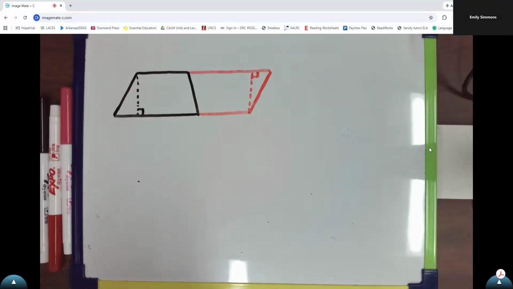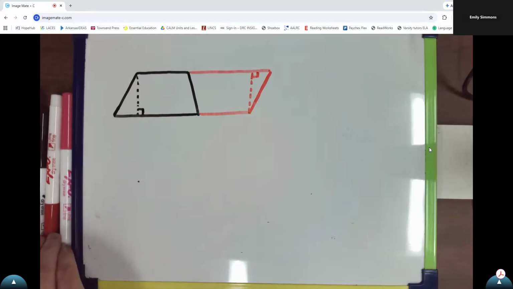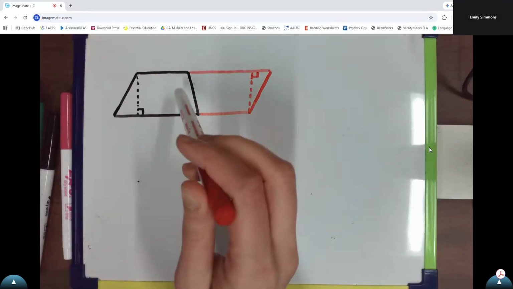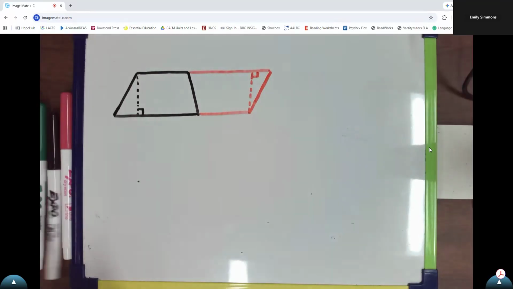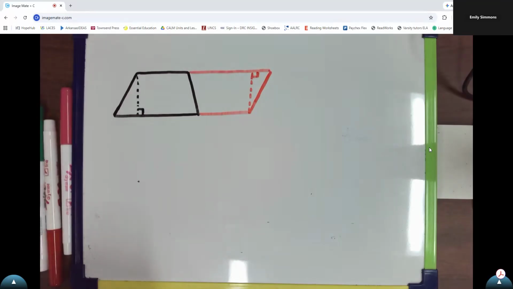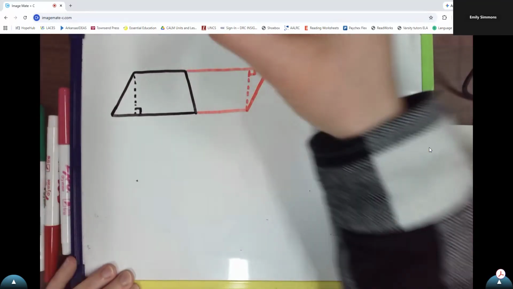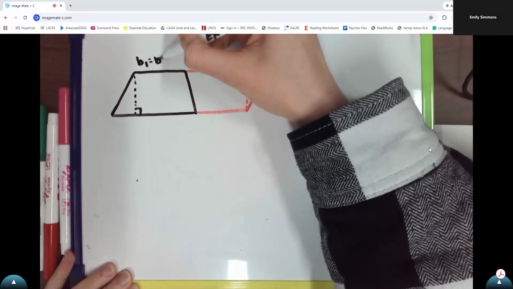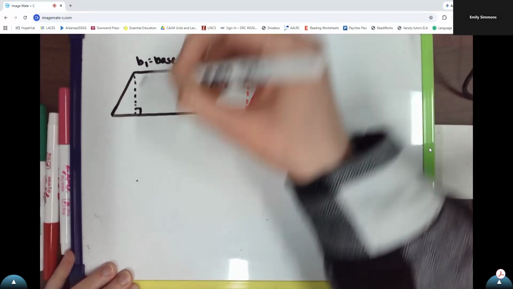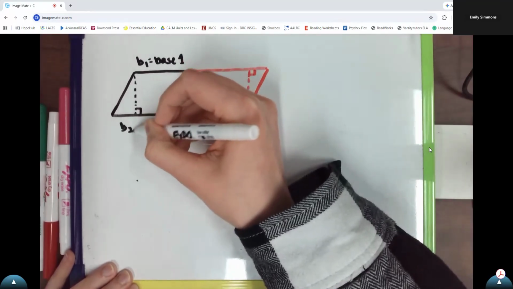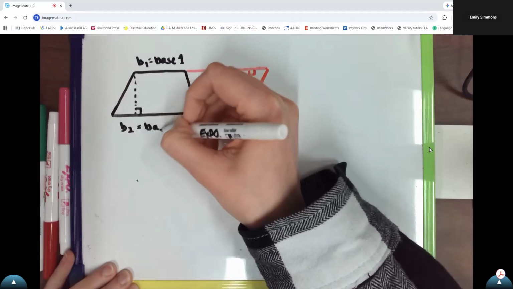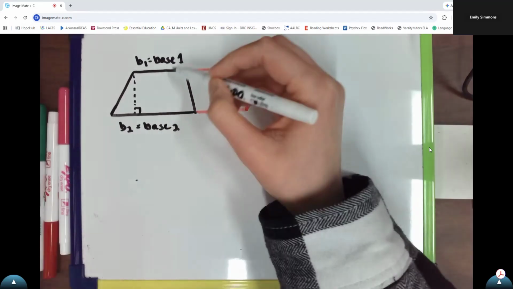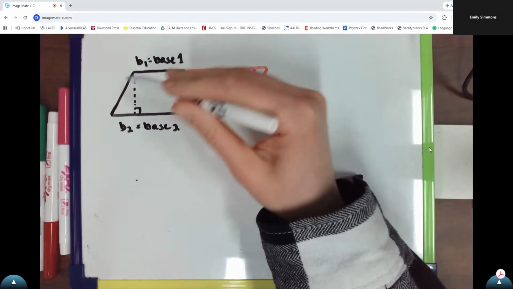All right, I got your email. On one of those pictures, the first one I looked at, it said area of a trapezoid. It showed B1 is base 1 on the top, then the bottom was B2 is base 2. And this was talking about the actual main trapezoid here.